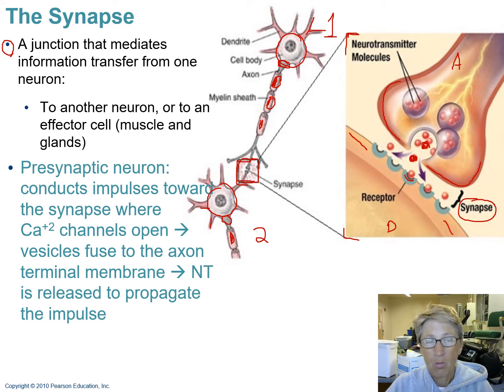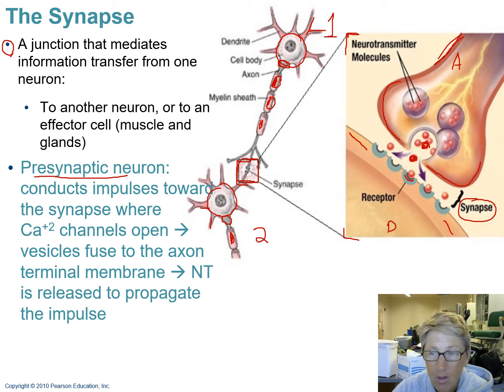So neuron number 1 now is not going to be called neuron number 1 anymore. It's going to be called a presynaptic neuron. So it's the neuron that's pre, and if it's pre to the synapse, then neuron number 2 would be post to the synapse, or the postsynaptic neuron. So the presynaptic neuron conducts impulses toward the synapse. And we saw this in the neuromuscular junction.